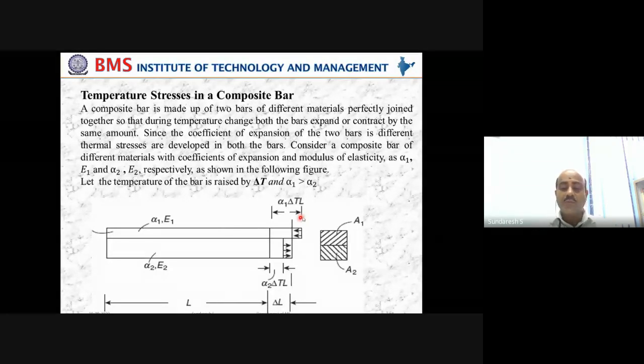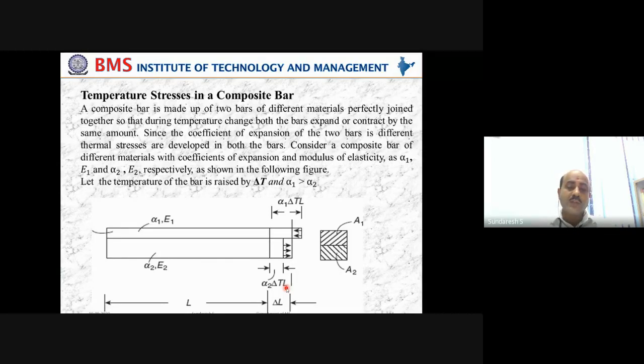In a similar way, when you look at material 2, the amount of free expansion that material 2 will undergo is given by alpha 2 into delta T into L. So the only parameter that changes is alpha, because the temperature change, delta T, will remain the same, and the length will remain the same for both materials. So this is the expression we use for determining their free expansion when the two bars are separated.